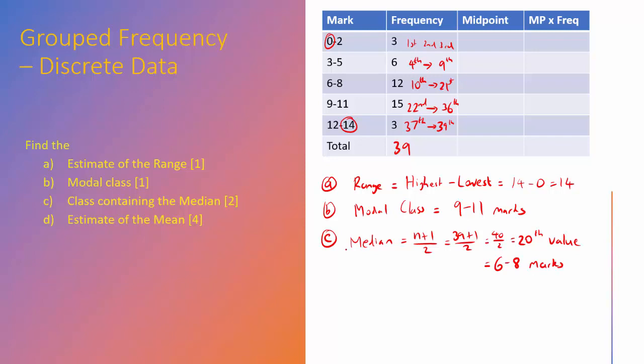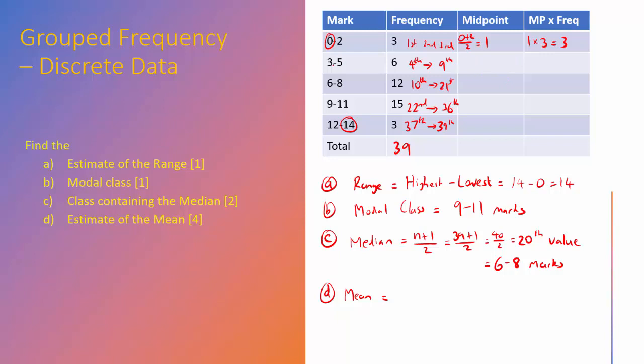And then question D, find an estimate of the mean. So what we need to do now is we need to fill in the final 2 columns of this table. So the first one is midpoint, so the midpoint of 0 and 2, so 0 add 2 is 2, and to find the middle we divide by 2. So 0 plus 2 divided by 2 is 1. And then midpoint times frequency is 1 times 3, which is 3.